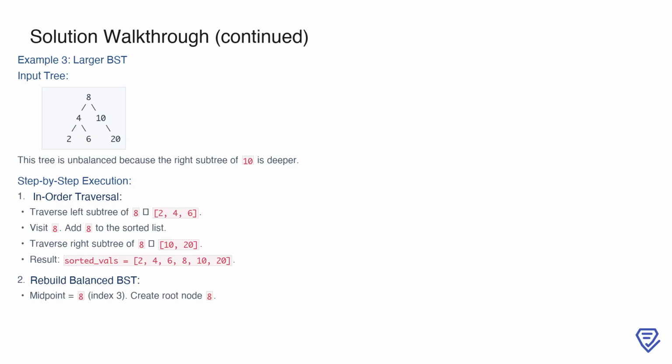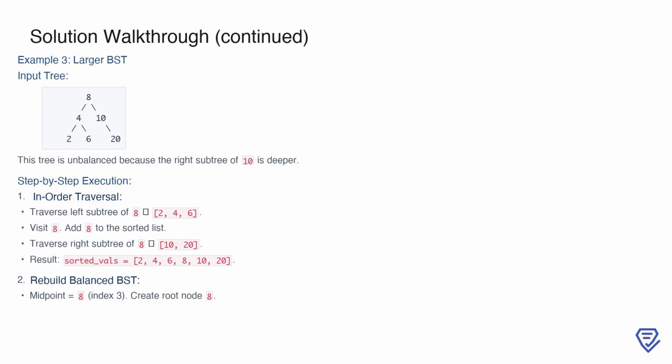To balance it, we start with an in-order traversal. We traverse the left subtree of 8, visiting nodes 2, 4, and 6, which we add to the sorted list in this order. Then, we visit the root, 8, adding it to the list. Finally, we traverse the right subtree of 8, visiting nodes 10 and 20, and add them to the list. The result is a sorted array: 2, 4, 6, 8, 10, 20.